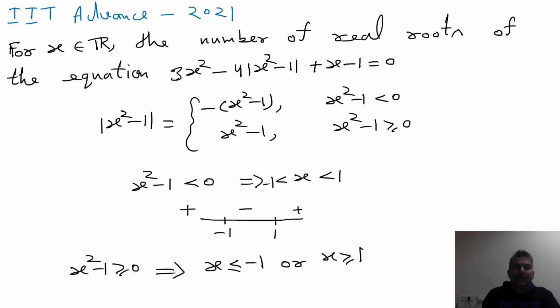I'm taking equalities because here also we have equalities. x square minus 1 greater than or equal to 0. So x is less than or equal to minus 1 or x is greater than or equal to 1. In some sense we can write it as mod x is less than 1 and mod x is greater than or equal to 1. So basically we will try to solve this equation under these two conditions.